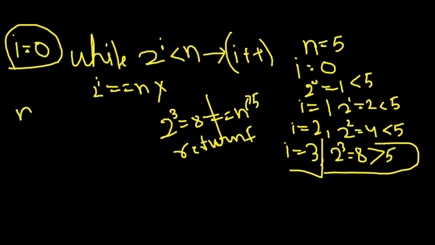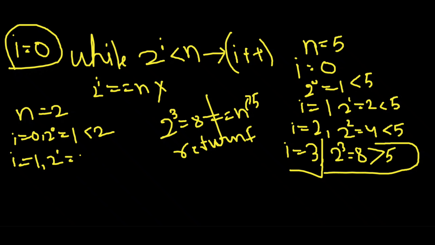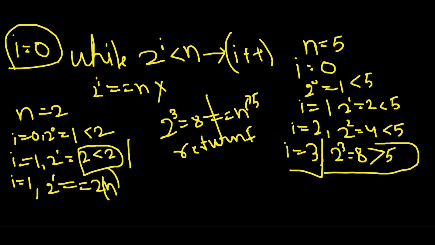What if n equals 2? Let's say I equals 0 and 2 power 0 equals 1, that is less than 2, and I equals 1 and 2 power 1 equals 2. Next, we see that it's not less than 2, it's equal to 2. So we just stop here, and let's take I equals 1 and compare if 2 power 1 is equal to the given n or not. We see that it's equal, so return true.